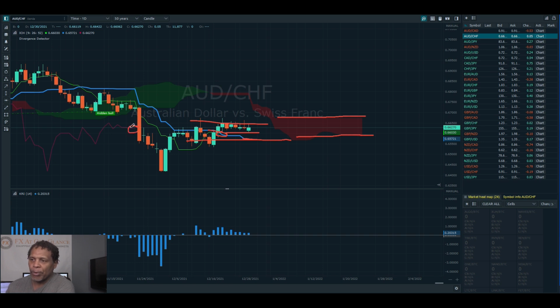Chikou span's below price though, and you're below the cloud. So this is bearish at this point. And we haven't really broken structure, okay? Now, we did make a higher low, which could be just a slight pullback. In order to see more, we want to see this structure level broken, and then we would start thinking the market was in a reversal.